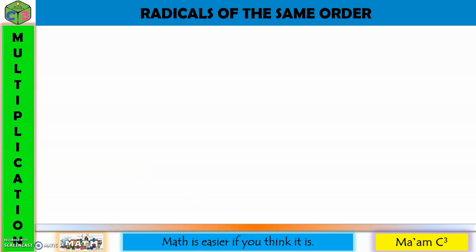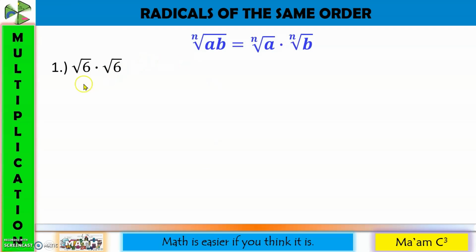Multiplication of radicals is classified into three. The first one is multiplying radicals of the same order. In here, we are going to use the property of radicals: nth root of AB is equal to nth root of A times nth root of B. Let's have examples. Number 1 is square root of 6 times square root of 6.